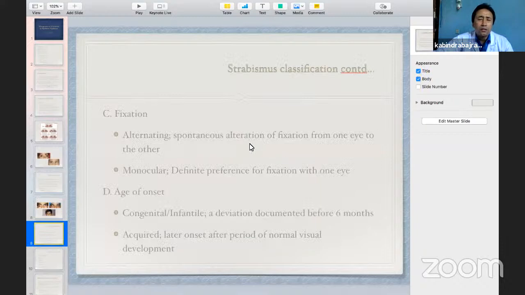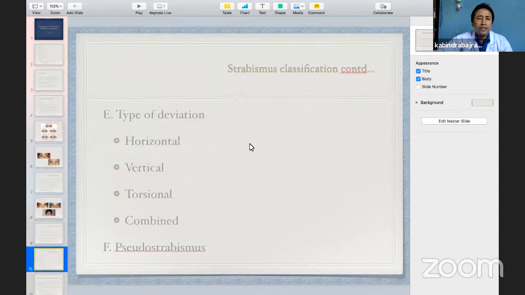Depending on the basis of fixation pattern, it can be alternating, where there is a spontaneous alteration of fixation from one eye to the other, and monocular, when there is definite preference for fixation with one eye. And on age of onset basis, it can be congenital or infantile, where deviation is documented before 6 months of life, and acquired is later onset after a period of normal visual development. So again, it can be horizontal, vertical, torsional, and combined.